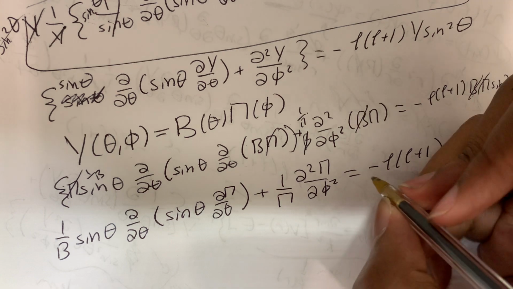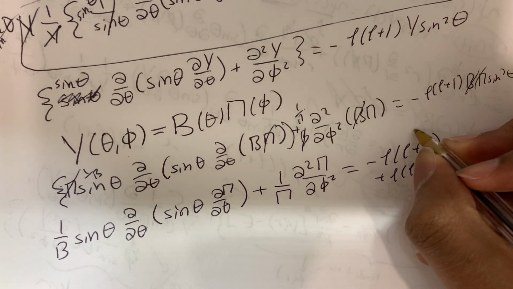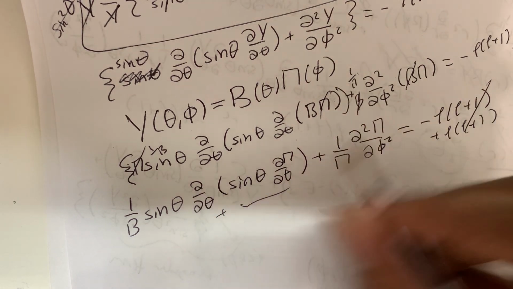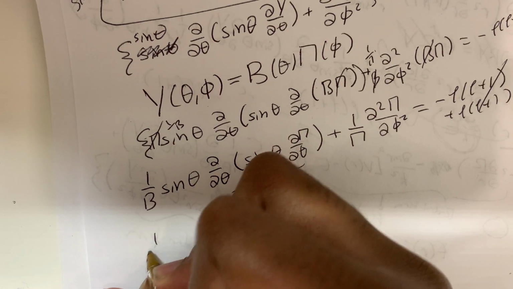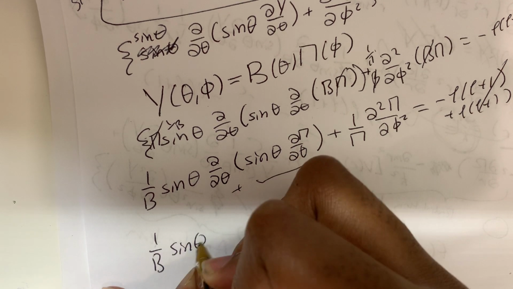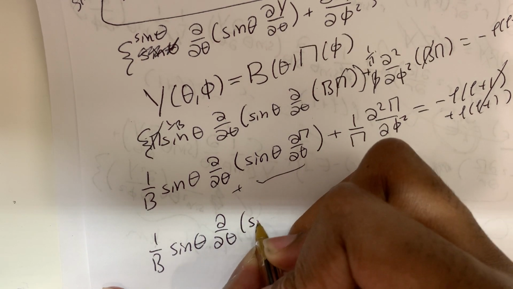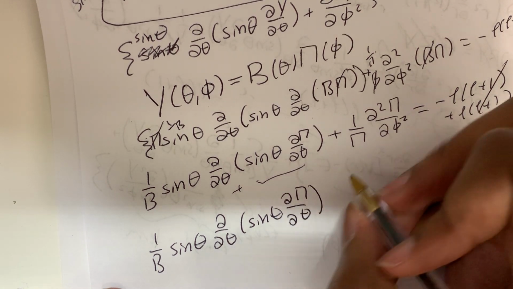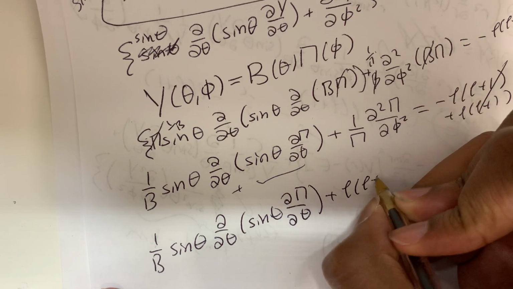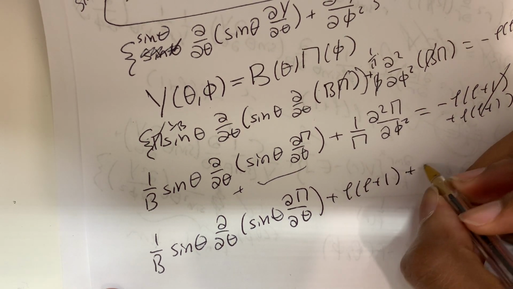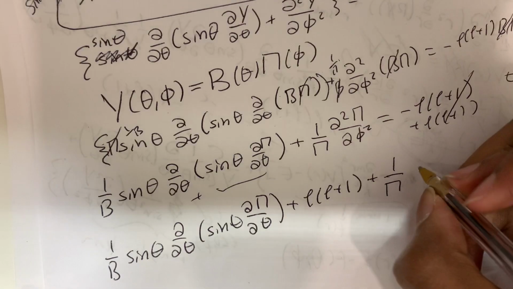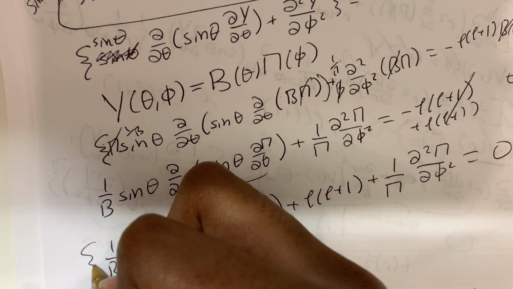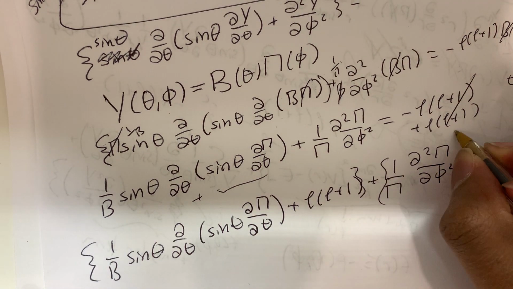Okay, we then just add L times L plus 1 to both sides, so this one goes to 0. And I have 1 over Theta sine of theta, partial over partial theta of sine of theta partial Theta over partial theta, plus L times L plus 1, plus 1 over Phi partial squared Phi over partial phi squared, equals 0. Let's just use some brackets here.